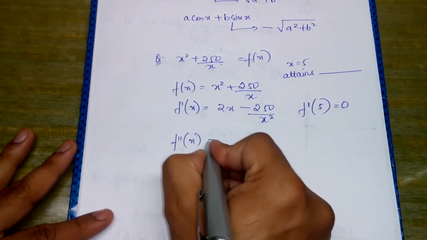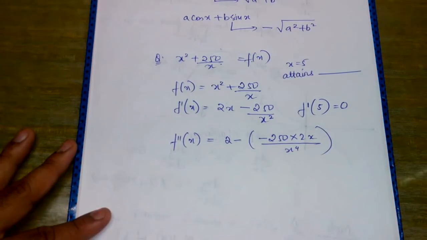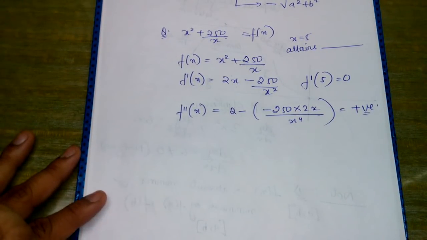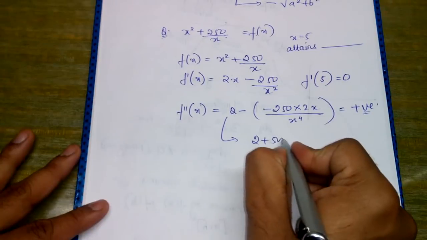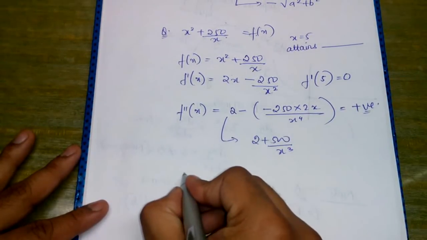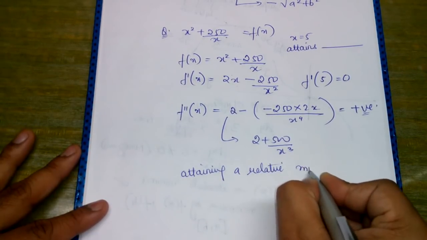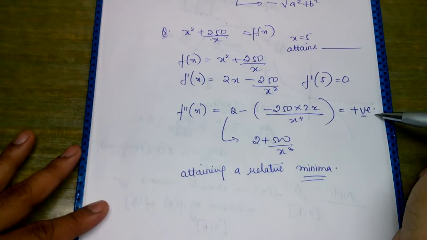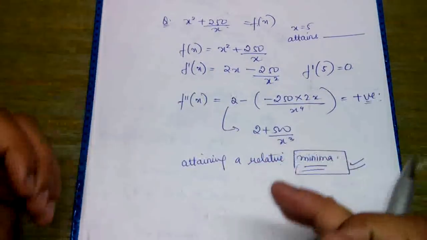Now f double dash x is 2 minus 250 into 2x upon x to the power 4, and this is coming out to be positive. After simplification we obtain 2 plus 500 upon x cube, so this will be positive. So the function is actually attaining a relative minima. Why? Because it is moving from 0, then it is becoming positive, so definitely it is moving towards the relative minima. Why are we giving the name relative? Because we have not defined any interval.